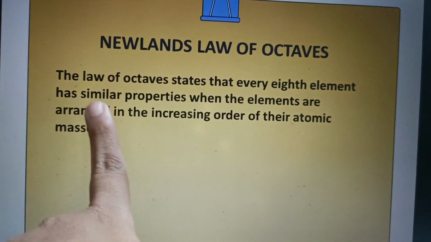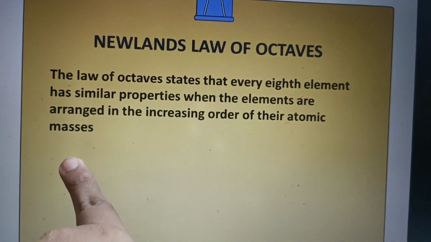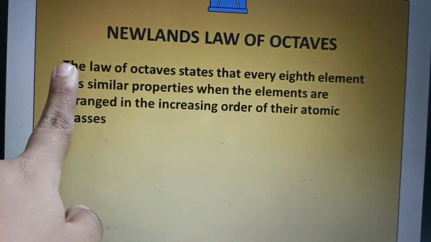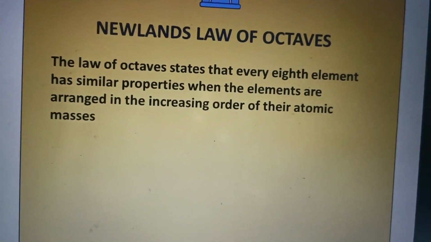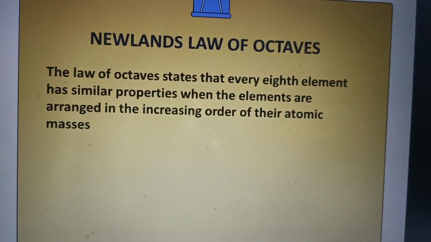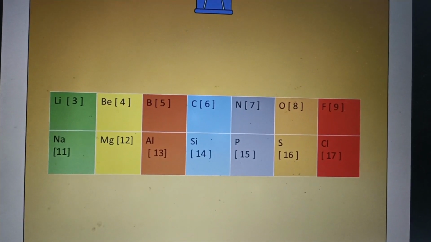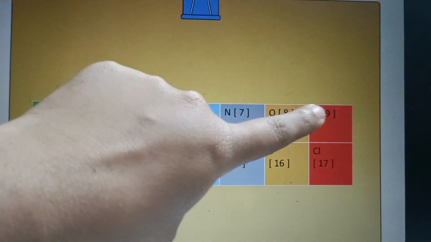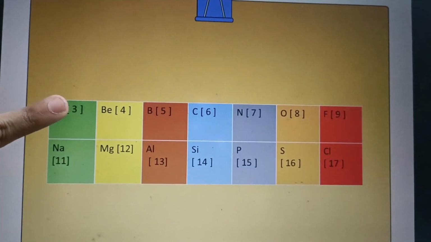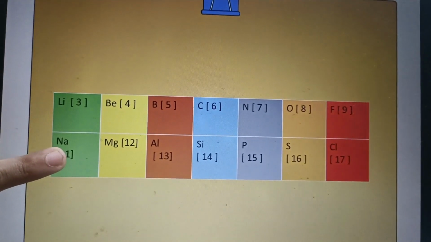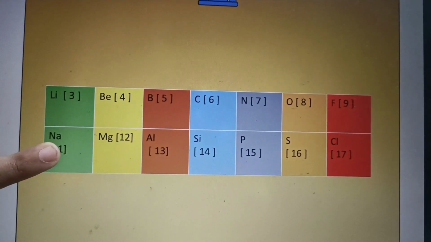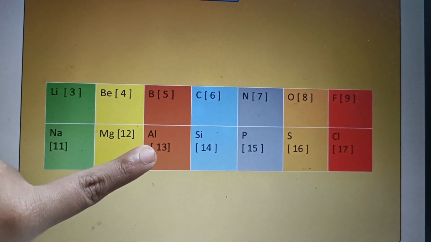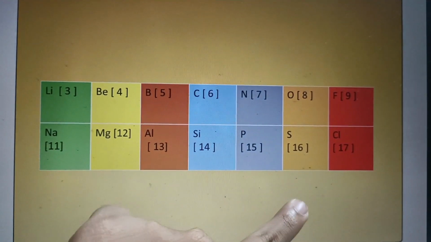So he continued with the increasing order of atomic masses used by Dobereiner, but he noticed that every first element is similar to the 8th one. Let's see some examples. Let's consider lithium: 1, 2, 3, 4, 5, 6, 7 and the 8th element. Lithium has similar properties to Na, sodium. Similarly, beryllium with magnesium, boron with aluminium, carbon with silicon, and so on.